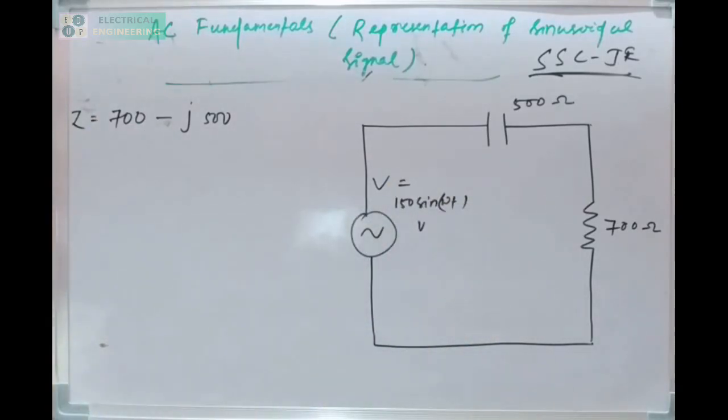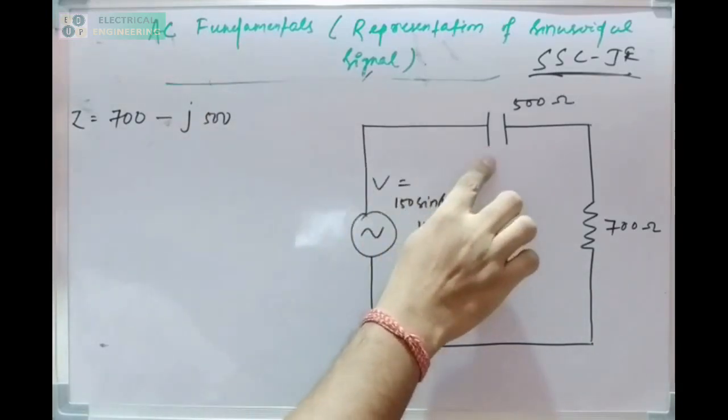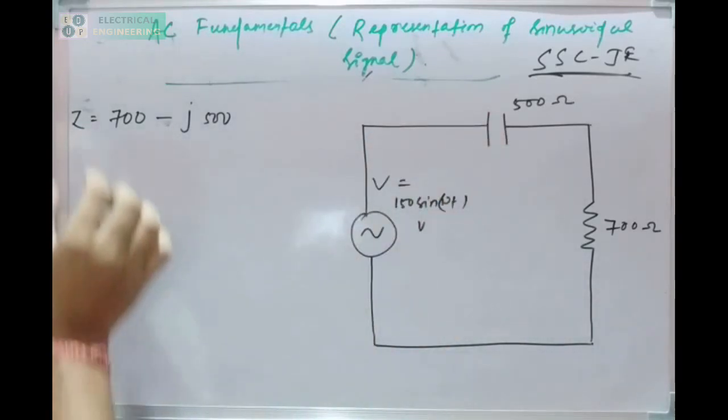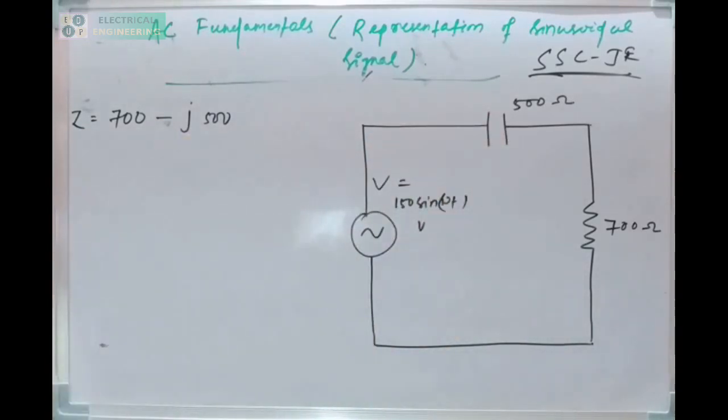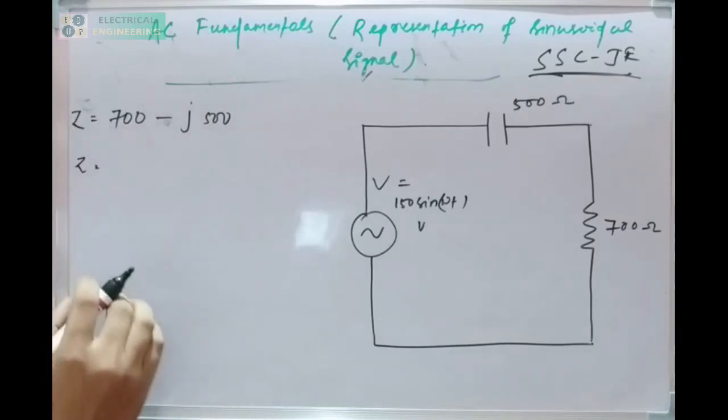Why minus and why plus, I will tell you in the following classes. For the time being, just remember, it is minus for capacitance and plus for inductance. Okay, so Z we got: 700 minus J500. We can find the polar form. So how will you find the polar form? We can write Z equals to, what will be the polar form?